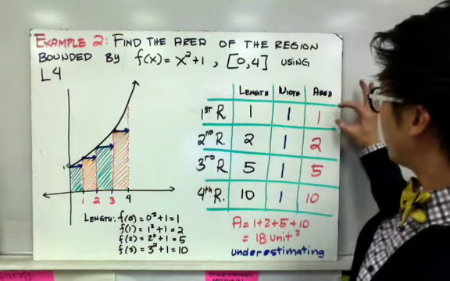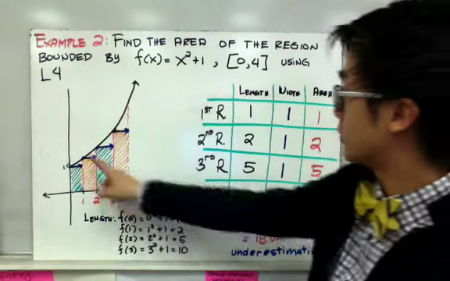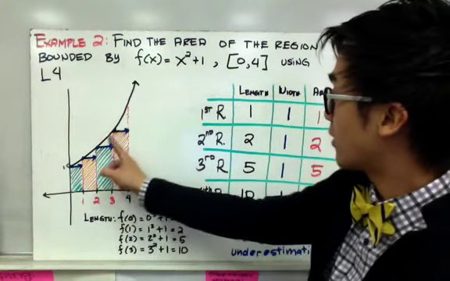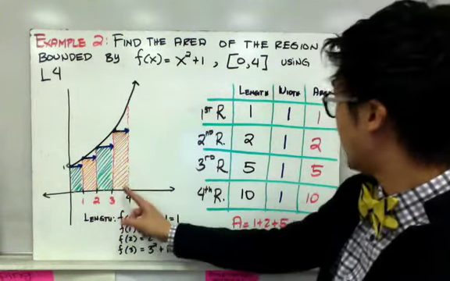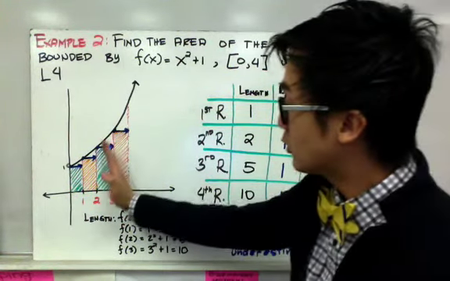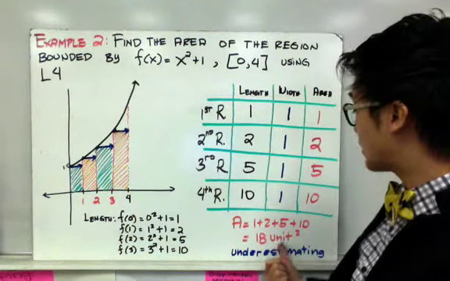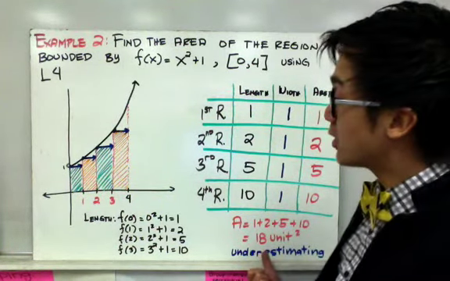So, ang area ng first rectangle ko is 1 unit. Yung second rectangle ko is 2 units. Yung aking third rectangle will be 5 units. At yung aking fourth rectangle will be 10 units. Now, i-add nyo silang lahat para makuha nyo yung estimate. So, meron ka ngayong 18 units squared para sa area under the curve.